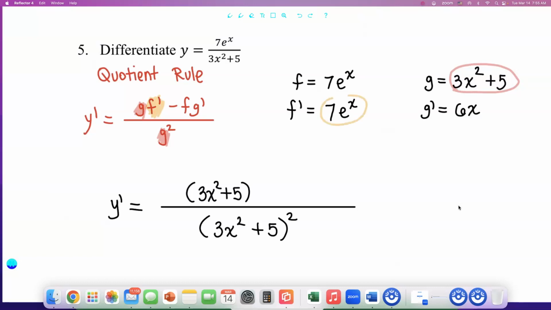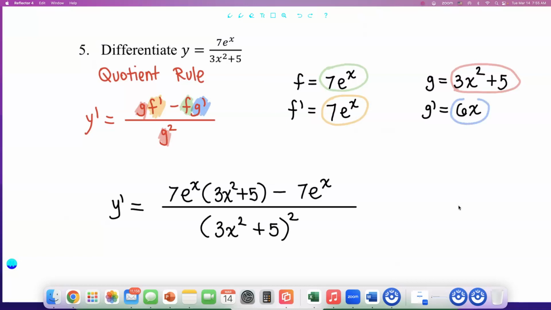Here's my f prime. I'm going to multiply this by 7 times e to the x. I'll put that in front of it because when you multiply, you can switch the order, right? So I'm just going to put that in front of this instead of after it. Minus, now what do they want after the minus sign? F. F is this. I'll put that 7e to the x here. And lastly, I multiply this by g prime. And g prime is just 6x. So I multiply this by 6x.